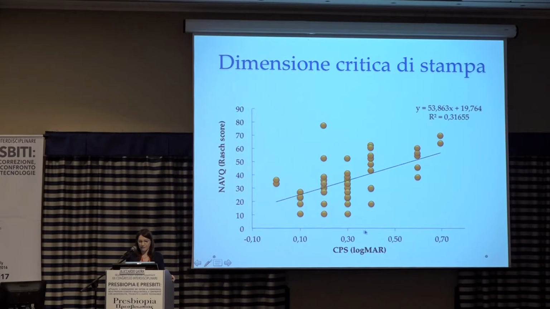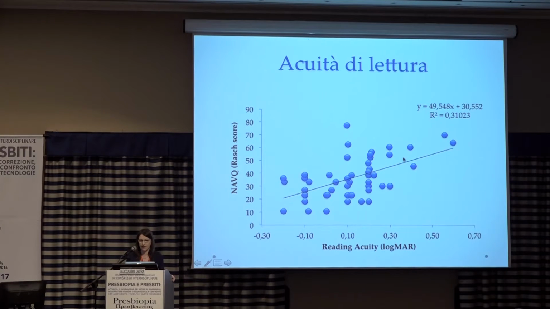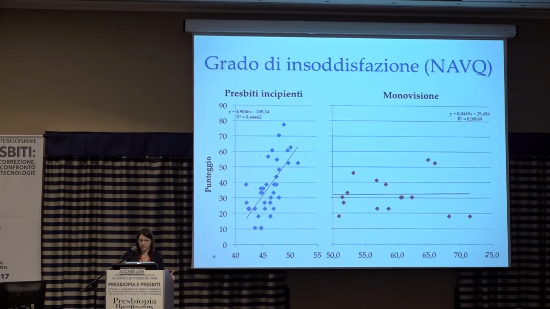The critical print size is correlated with the degree of personal satisfaction. So the larger the font size a person needs to see, the more the person is dissatisfied with their near vision. If you can see small font, you're satisfied. If you can only see larger font, you're less satisfied. And that, of course, can be clearly seen in reading acuity. Let's see what happens in the two groups.